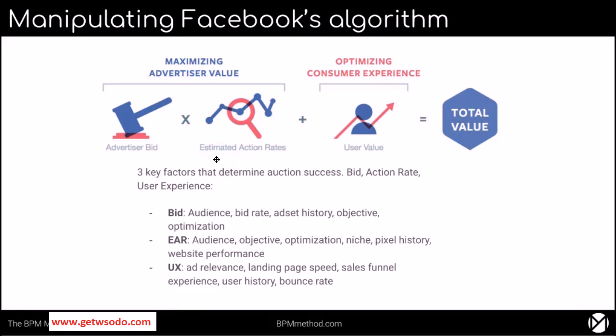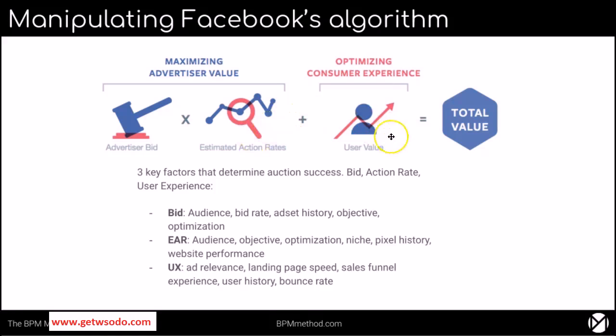Now, for me, one of the biggest things is estimated action rate, because it also comes down to what objective you set, how you optimize your campaigns to get the outcome that you want, and how you give Facebook enough positive data to build stability. So if people say my results are not stable, often it's down to problems with the estimated action rates and or the user value. So user value, we talked about, is your ad relevant to the audience? How fast is your landing page loading? What's the landing page quality like?